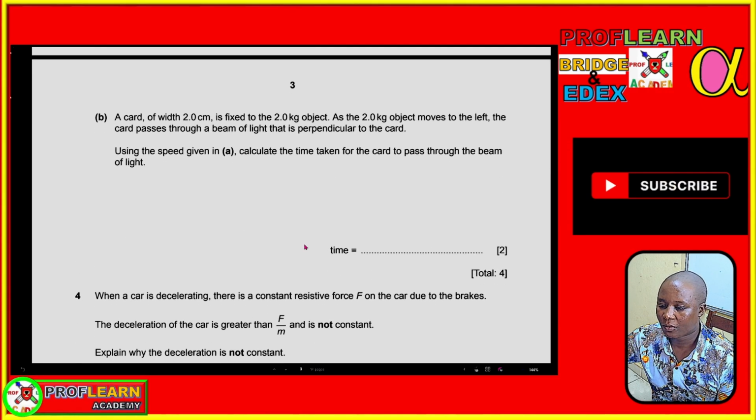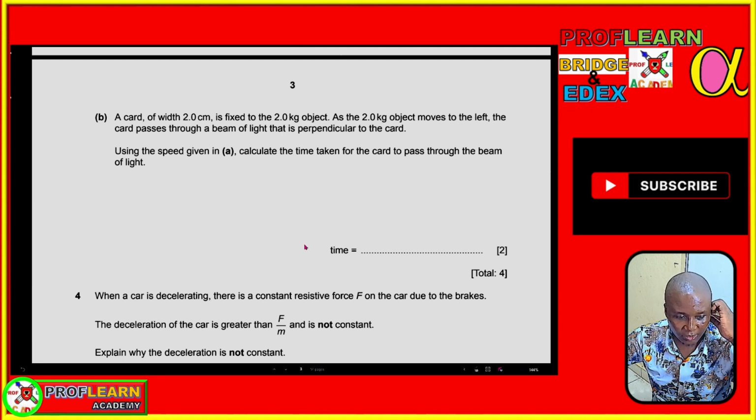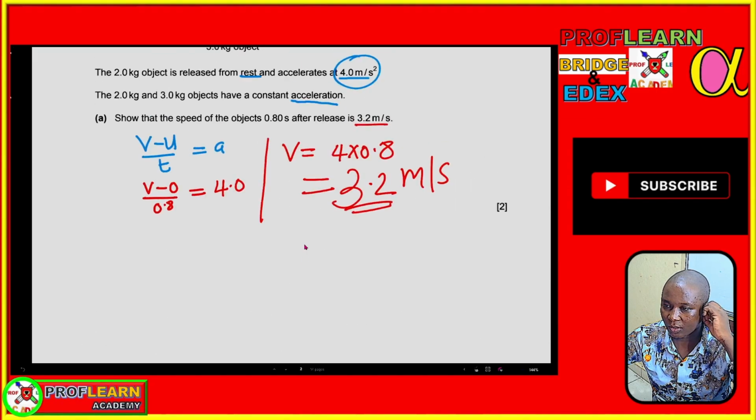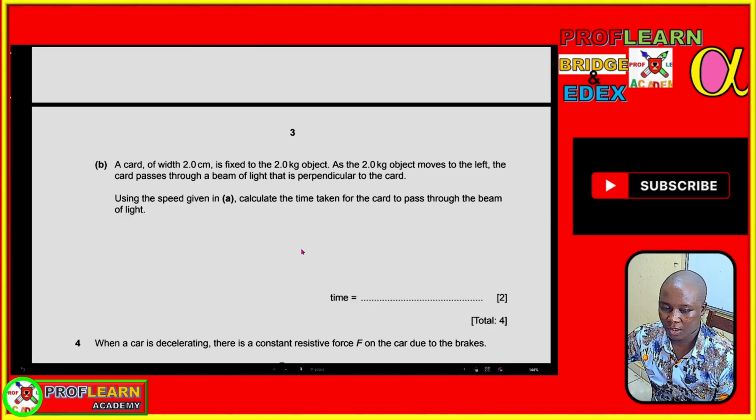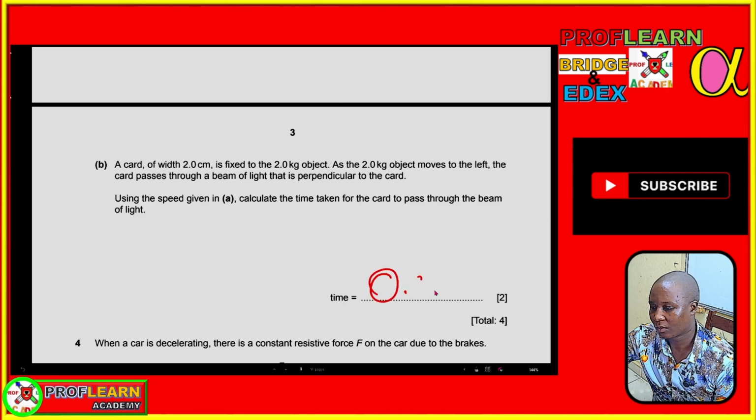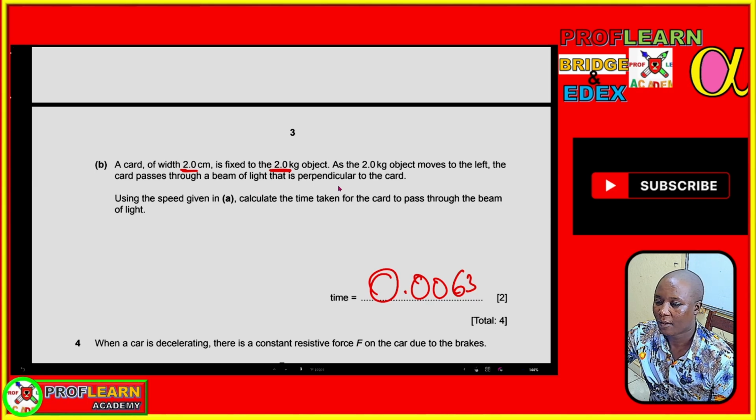Then I'll give you this question so that you can try out question 3 and check what you are going to get. That is question 3b. Check if you'll get your final answer as 0.0063.